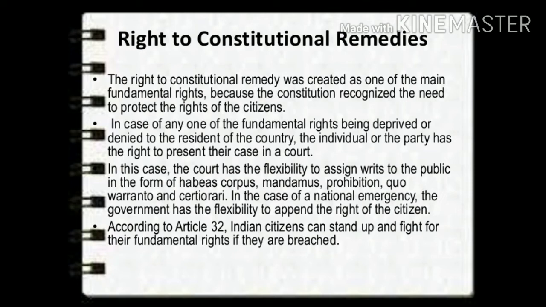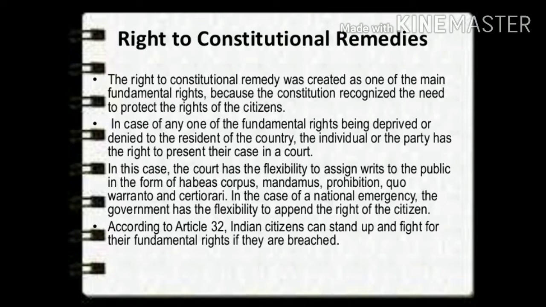Now we will see what is a writ. A writ is an order or command issued by a court in writing under its seal. It is in the nature of a command or prohibition from performing certain acts that are specified in the order of the court. Okay, so this is the expected 2 mark question.